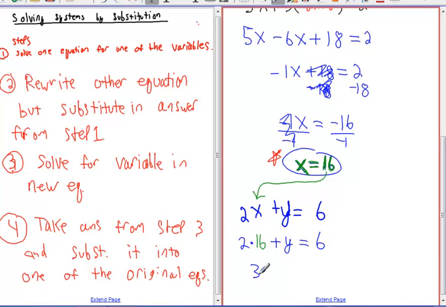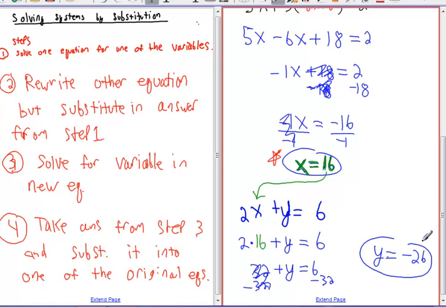And now it's actually not bad. This is 32 plus y equals 6. So when we subtract the 32 to get the y alone, we end up with y equals, we'll do the math here, I think it's negative 26.